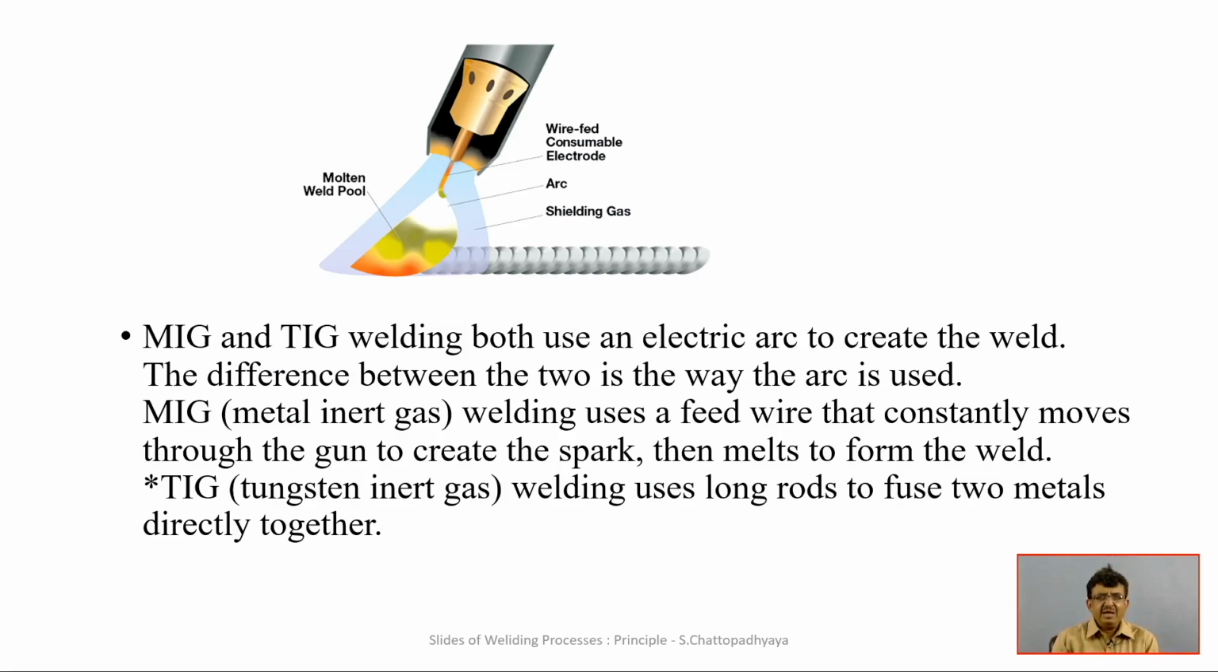So MIG and TIG welding both use an electric arc to create the weld. The only difference is that MIG uses a sacrificial electrode and TIG uses a non-consumable electrode. The arc is used, and the welding feed wire constantly moves through. Sometimes we can use autogenous welding where there is no requirement of filler rod, but sometimes it is required. So definitely MIG will go for continuous and high deposition rate in comparison to TIG, and it uses long rods to fuse two metals directly together.